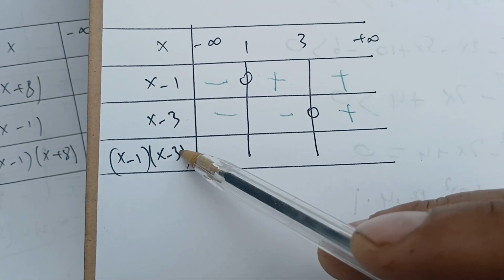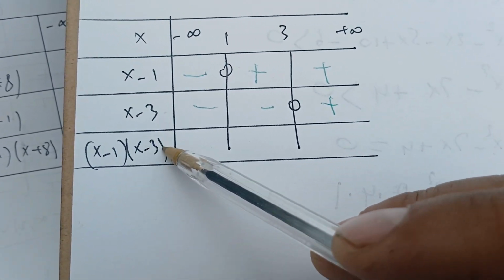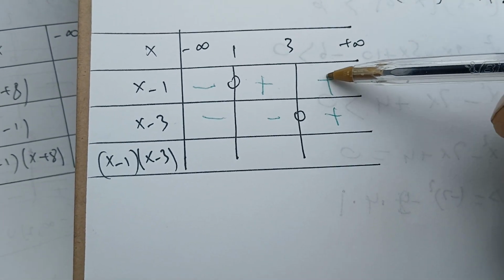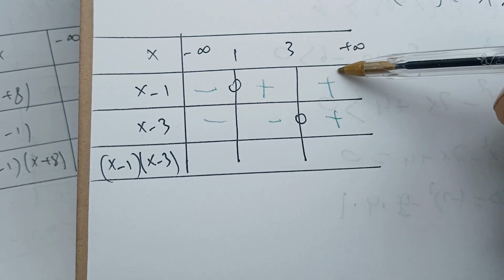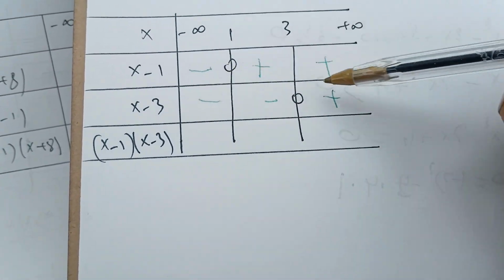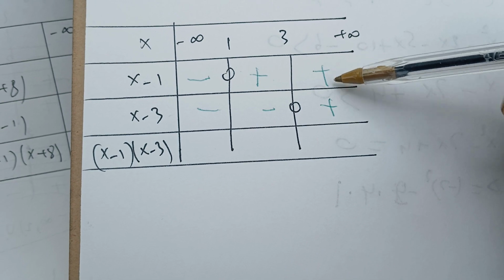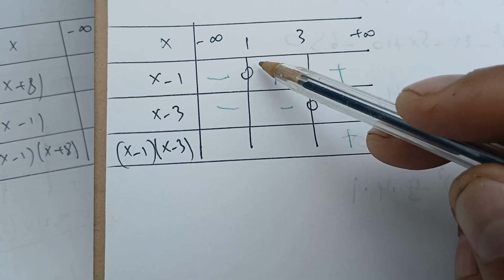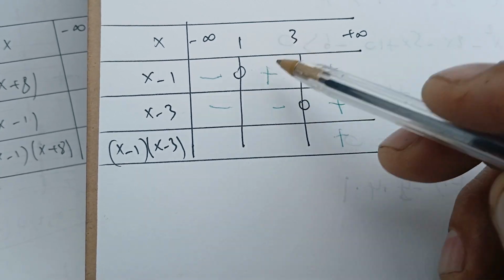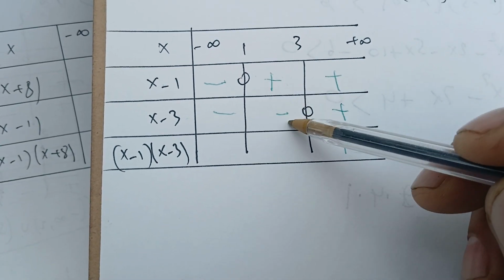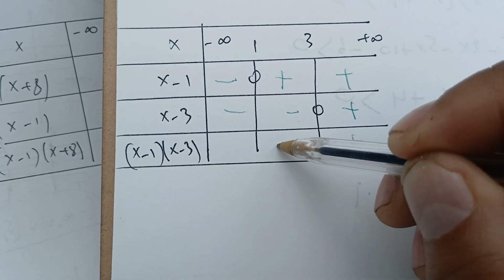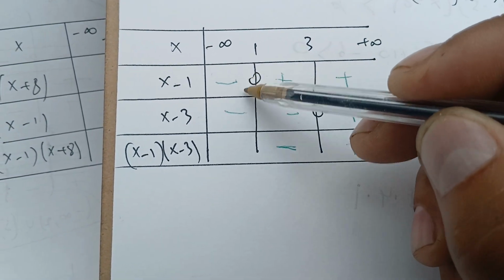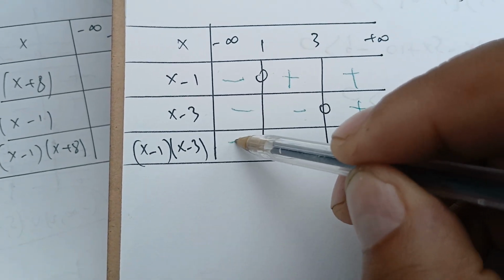To get the sign of this product, we just multiply. So here, x is bigger than 3, both are positive, and therefore the product is positive. Here, x is between 1 and 3. One is positive, one is negative. When we do the product, we get negative. Here, when x is less than 1, both of them are negative, and their product is positive.